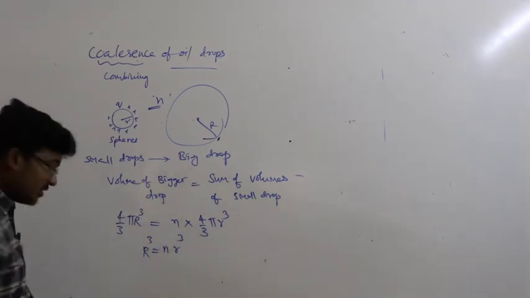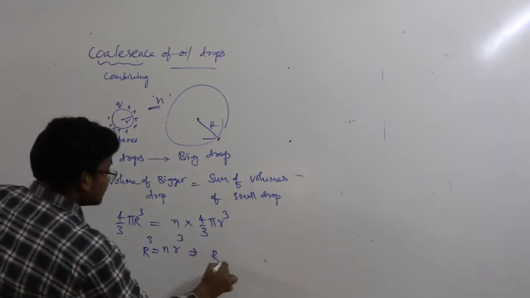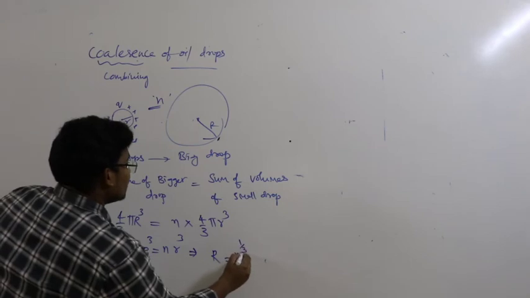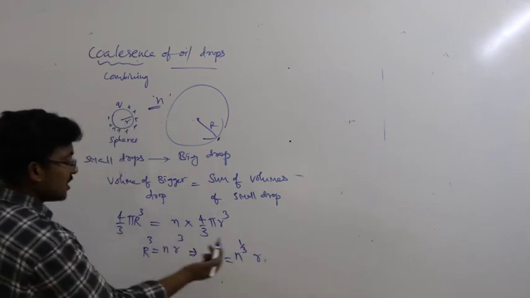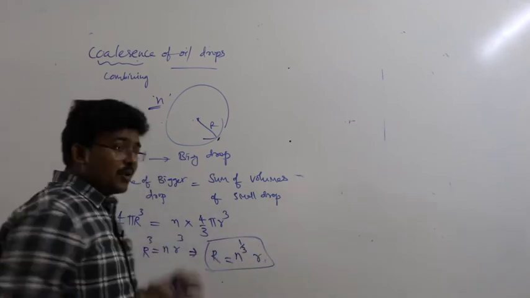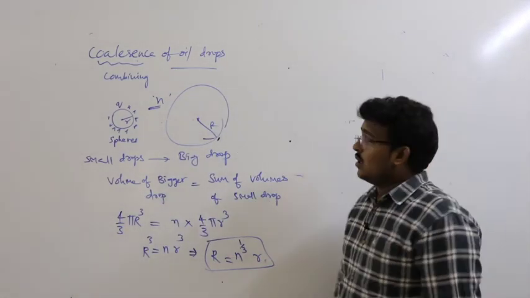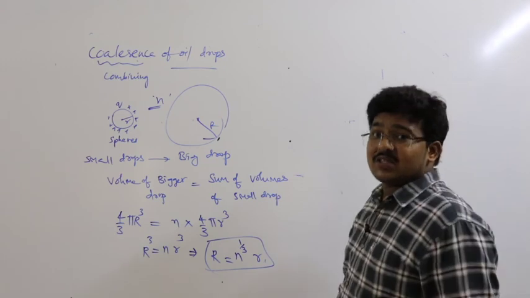You can send the cube to that side. So you get the relation: capital R is equal to n power 1 by 3 times small r, the cube going that side becomes power 1 by 3. This is the relation between the bigger radius and the smaller radius. Okay, now what happens to capacitance?